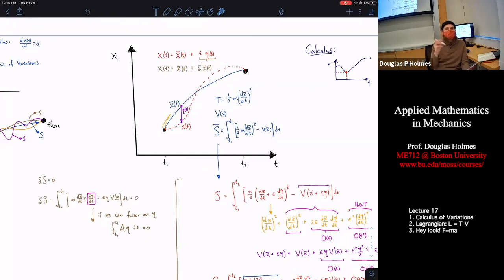And so the thing I want you to have in your head is, if I'm ever seeing the appearance of the derivative of my perturbation, I need to get rid of it. I need to get it into the form of something times eta, not something times d eta dt, or the second derivative of eta with respect to t. This quantity needs to be changed to something times eta.